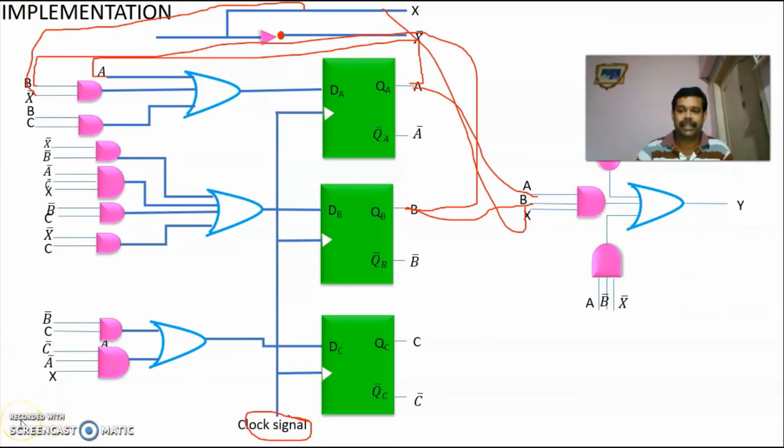So this is the first method. The first step is, from the state diagram you have to form the state table. From the state table you have to go for equivalent states. If there is any equivalent state, then you have to reduce the state table.